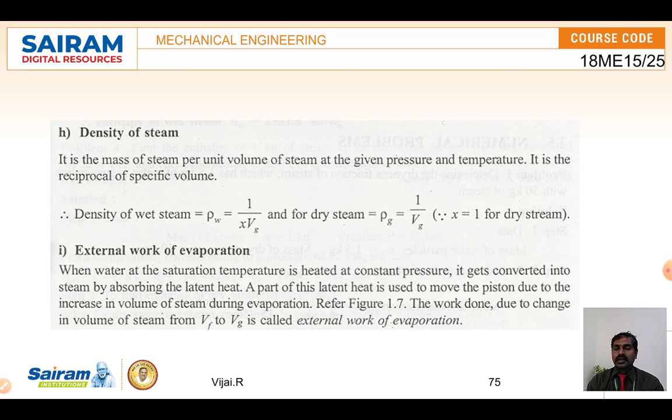Density, we know, is mass of the steam per unit volume, mass by volume. So it is the reciprocal of specific volume. Density is equal to 1 by x into vg for wet steam, where the dryness fraction x has to be calculated. For dry steam there is no x, that is x is equal to 1, so the density of dry steam is equal to 1 by vg.